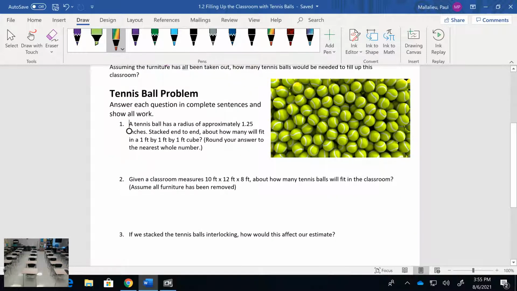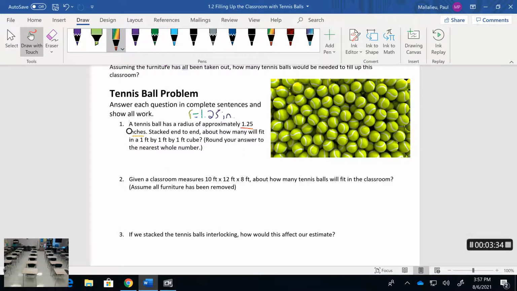All right, so answer each question in complete sentences as you work your way through. So if we know the tennis ball has a radius of 1.25 inches, now we have the correct radius that we need, not just the sample problems. If we stack them end to end, about how many will fit in a 1 by 1 by 1 cube? If we're saying a 1 by 1 by 1 cube, then what we're taking there is the volume of that, and I know my radius is 1.25 inches.